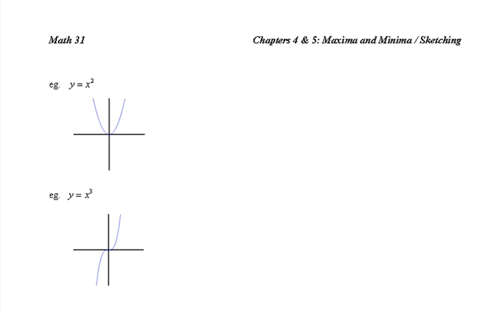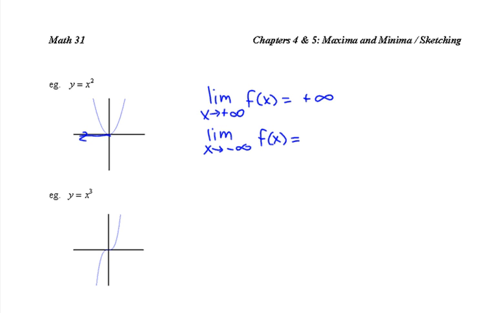So for this example, when x approaches positive infinity, what's our function approaching? Positive infinity. And when x approaches negative infinity, what does our y value approach? Positive infinity. Does that make sense? Yes, because we're squaring it. Negative infinity squared comes out positive.